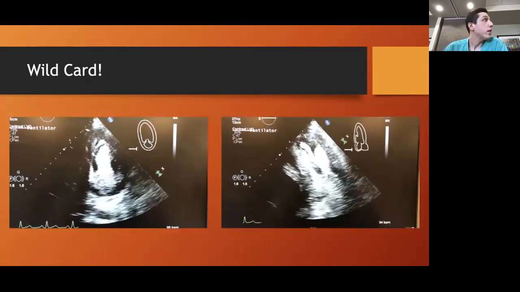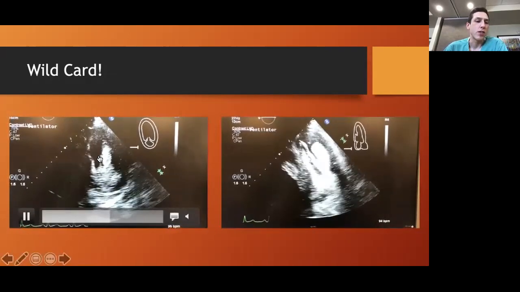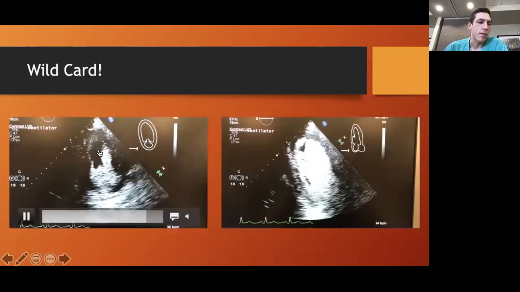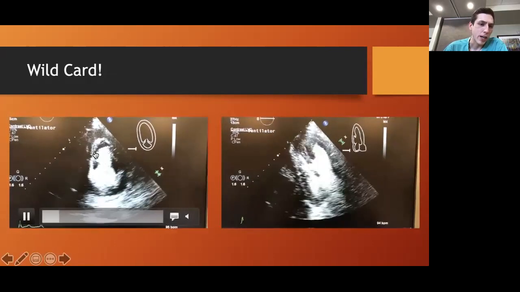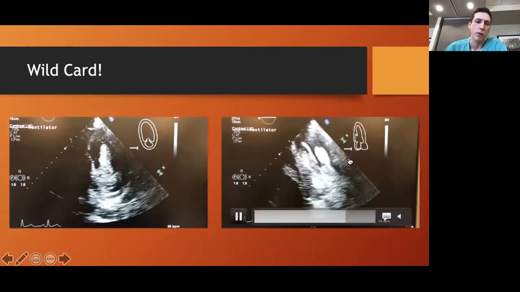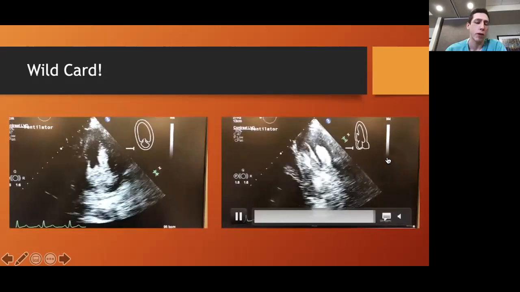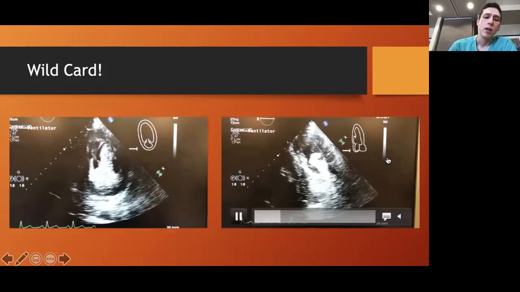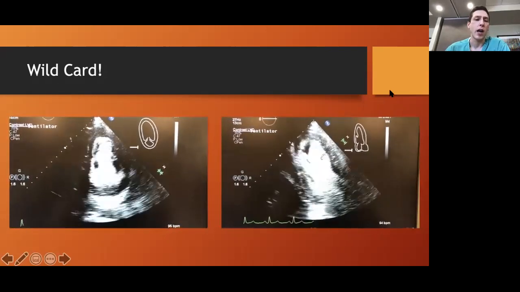But what you should notice on these images is that there's this complex anechoic structure bouncing around in the apex of the left ventricle. This is a left ventricular thrombus in formation. And so this patient had to be started on a heparin infusion.